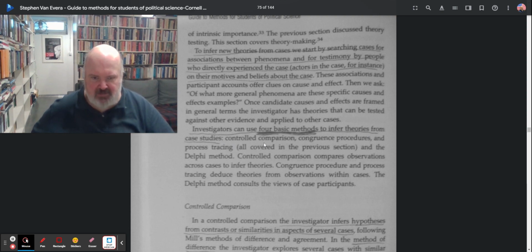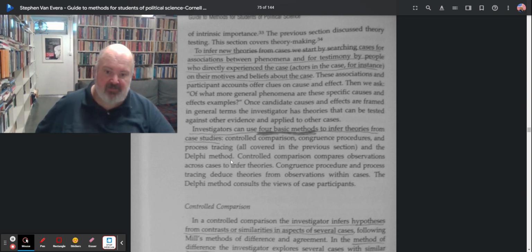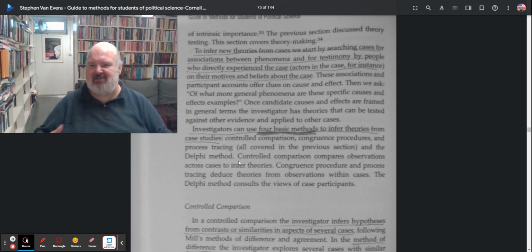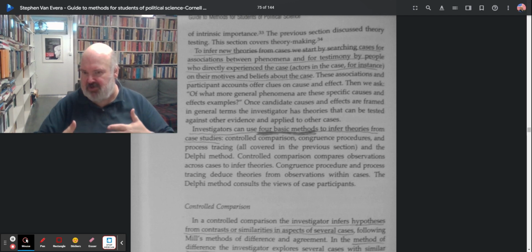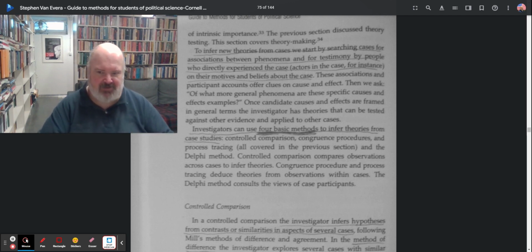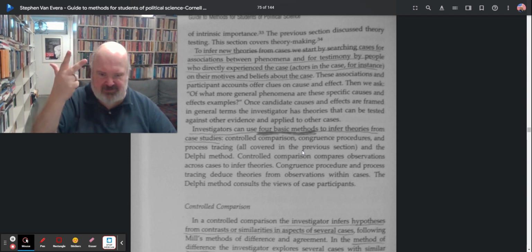from case studies. Controlled comparisons, congruent procedures, and process tracing, all covered in the previous section, and Delphi methods. Now, Delphi methods are very interesting because we'll talk about this when we get to it, but it is its own term here, and it refers to going to the source. Delphi, going to the oracle. So going to this oracle, going to the source, the one who knows, right? So these are the four processes: controlled comparisons, congruence procedures, process tracing, and Delphi methods, right?